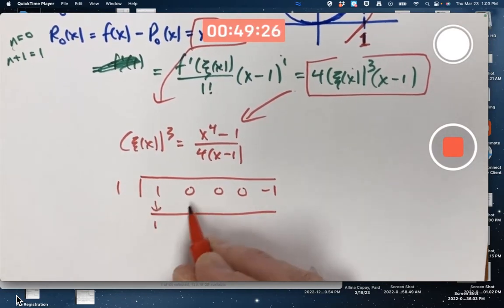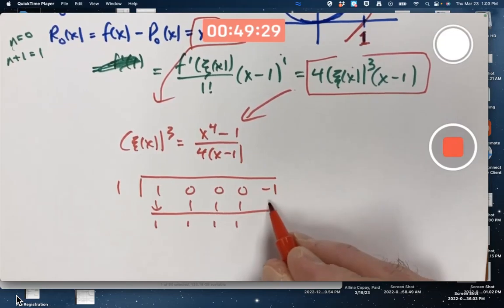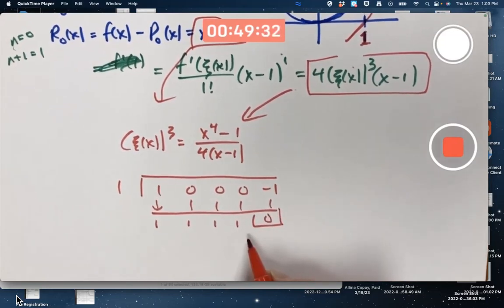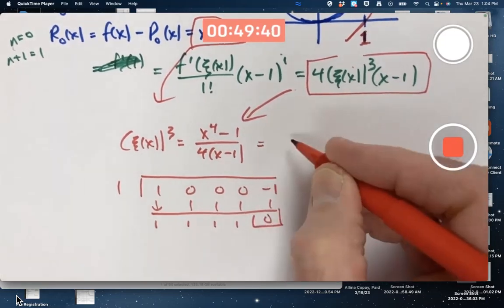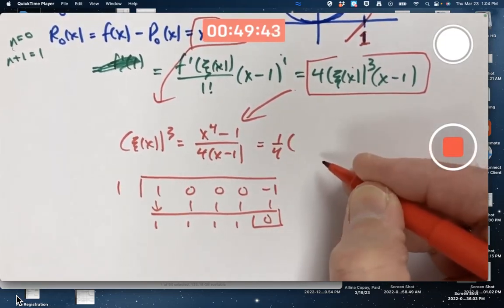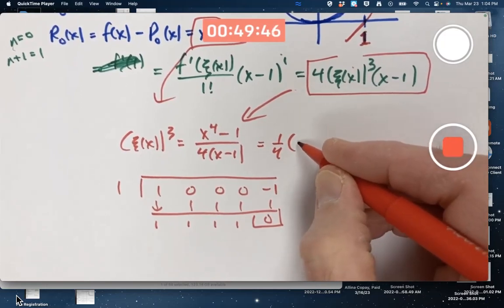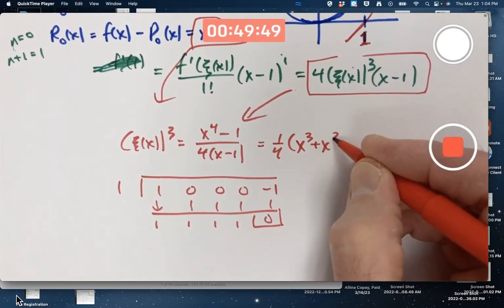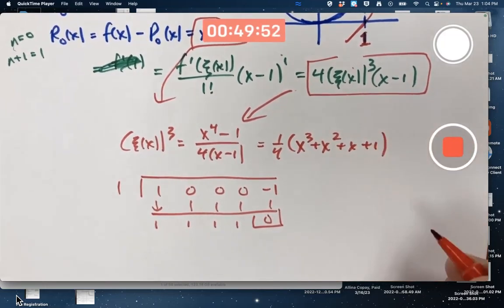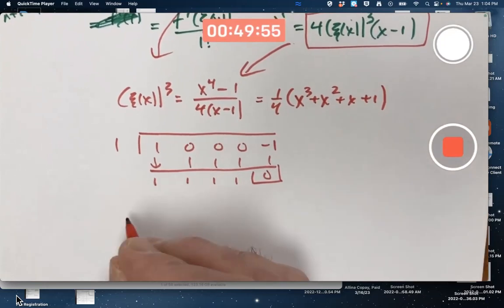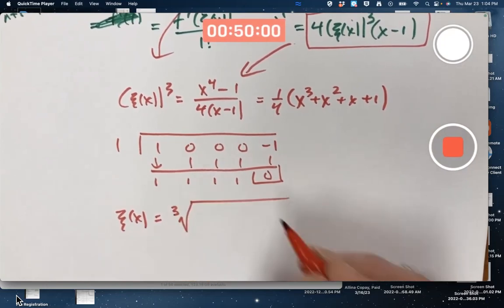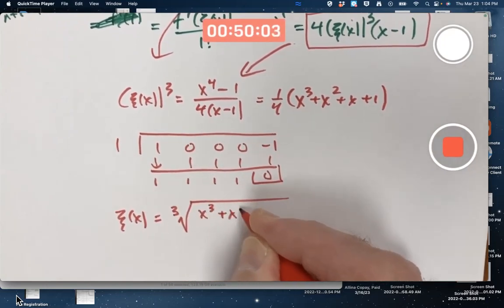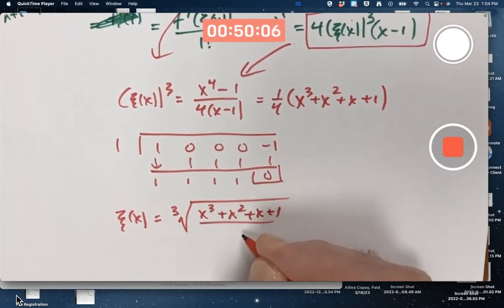Bring that one down, multiply, add, multiply, add, multiply, add, multiply, add. Got a zero at the end. These numbers, all ones, are the coefficients of the quotient. The remainder is zero. Bring the divide by four out as a 1/4, say, and the quotient is x cubed plus x squared plus x plus one. I guess that is c of x cubed, and so c of x itself must be the cube root of that.